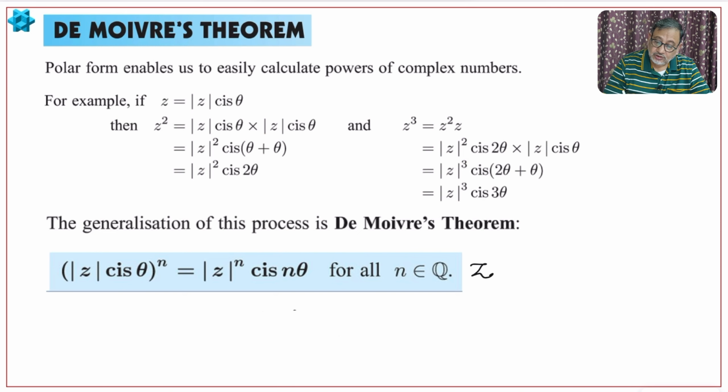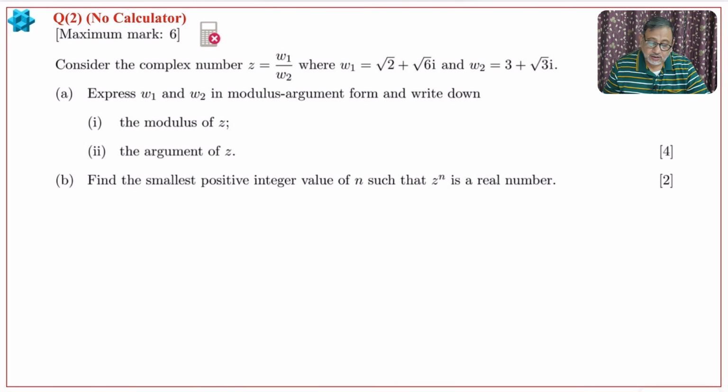So this is the form, right. This is in the by de Moivre's theorem. Okay, let us solve one past paper question based on it. The question says, consider the complex number z is equal to w1 over w2, where w1 is root 2 plus root 6i and w2 is 3 plus root 2i. Express w1 w2 in the modulus argument form and write down the modulus of z and the argument of z.